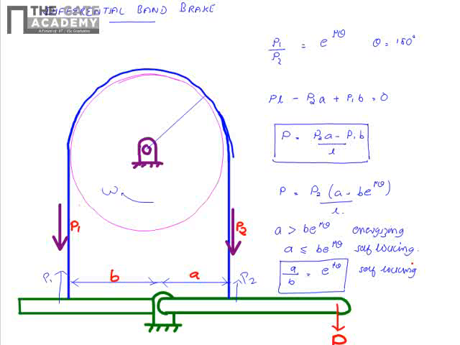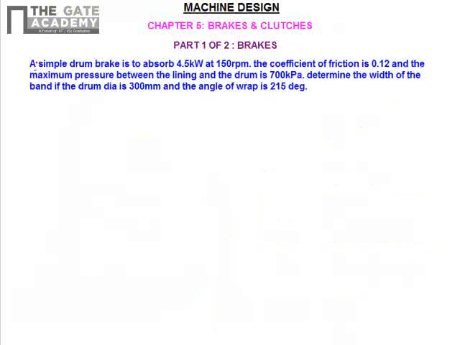We will try to solve some problems so that we can better appreciate the importance of these concepts. Now we will see a simple example. A simple drum brake is to absorb 4.5 kilowatts at 150 rpm. The coefficient of friction is 0.12 and the maximum pressure between the lining and the drum is 700 kPa. Determine the width of the band if the drum diameter is 300 mm and the angle of wrap is 215 degree.